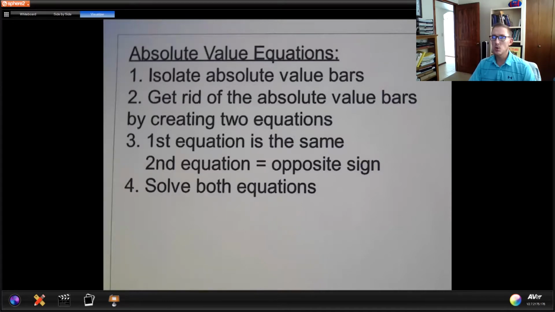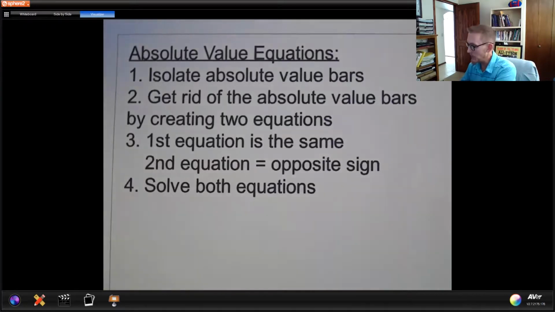Once you get them alone, you're going to get rid of the absolute value bars by creating two equations. The first equation is going to be the same. The second equation is going to be the opposite sign. So it's like we talked about before. You've got the positive and the negative version. And then you're going to solve both equations. Okay. Now, let's go ahead and see what that's going to look like.